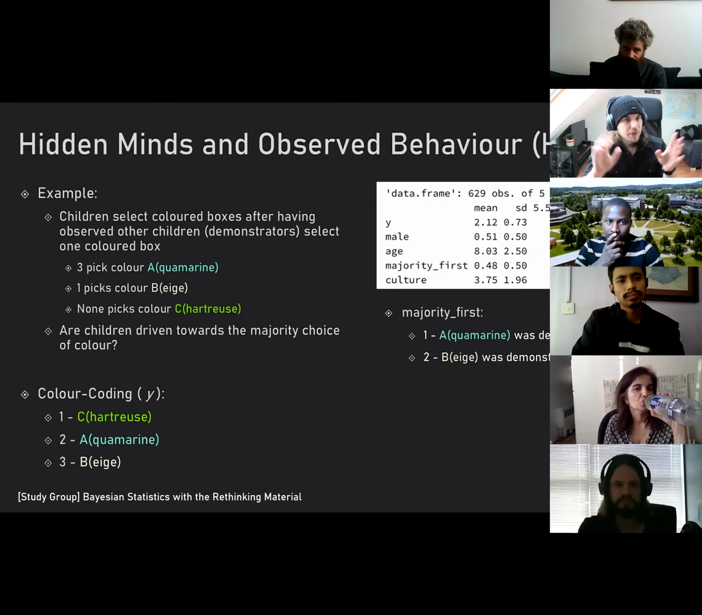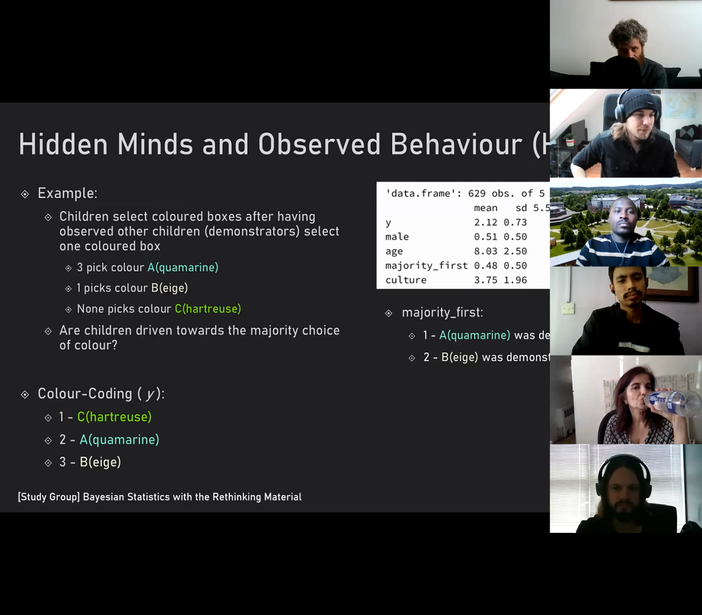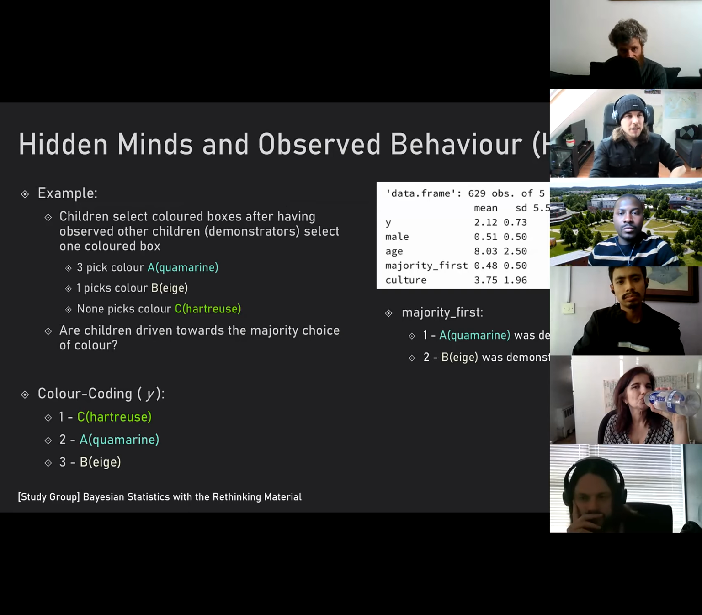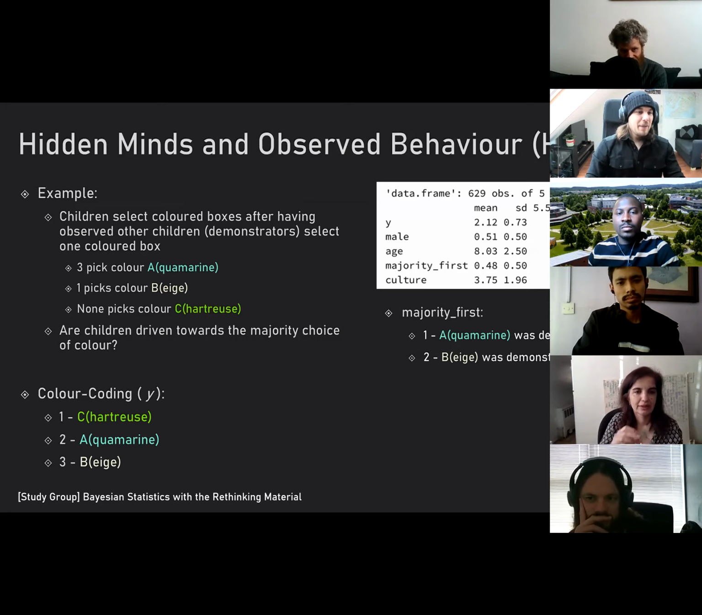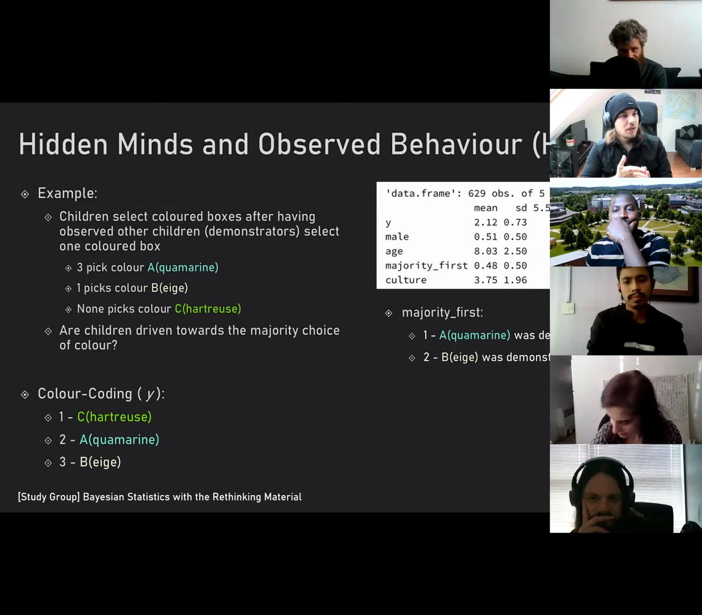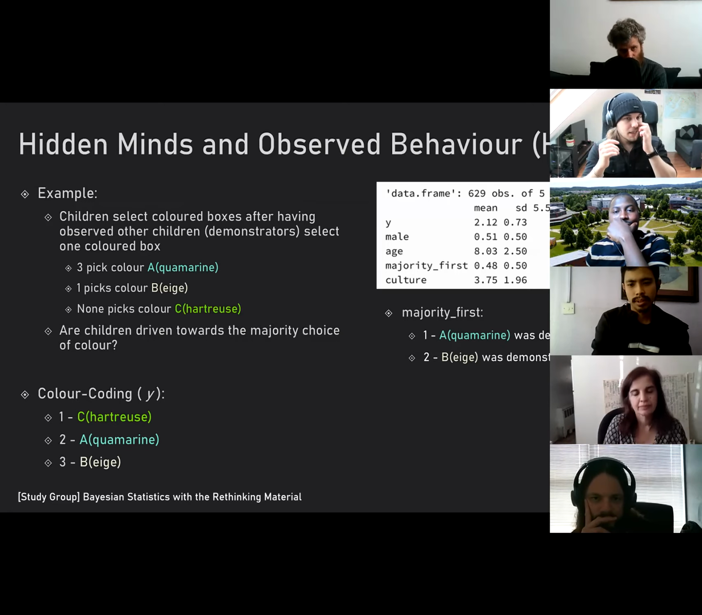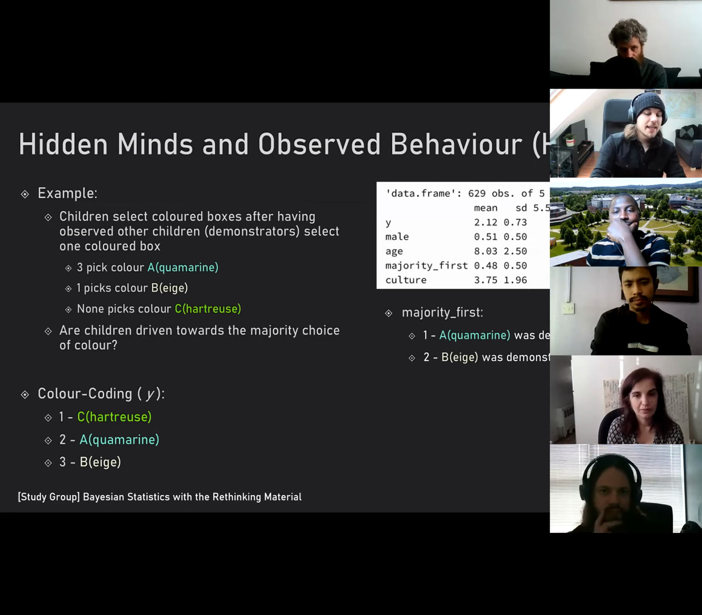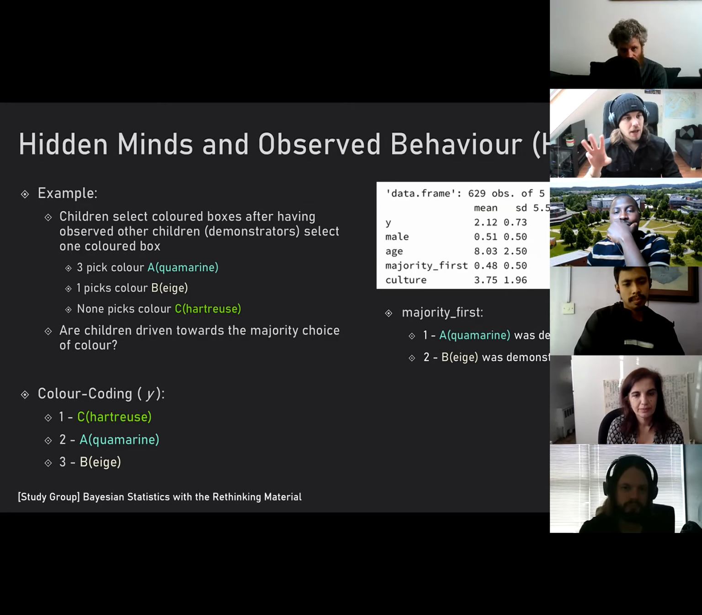Next model that we're running. Now we're talking about hidden minds and observed behavior. So I've just run with the titles for the subsection from the book here. I had a bit of an issue trying to condense all of this down because I didn't have a lecture to work off of. So the example that we're running with here is that children select colored boxes after they've observed 4 other children take some of these boxes.